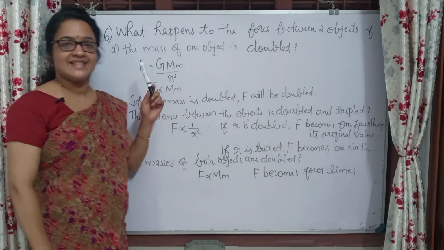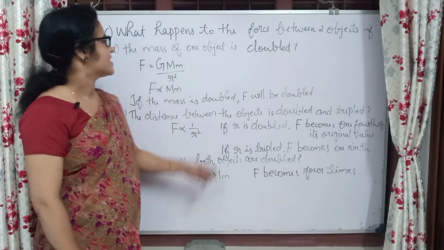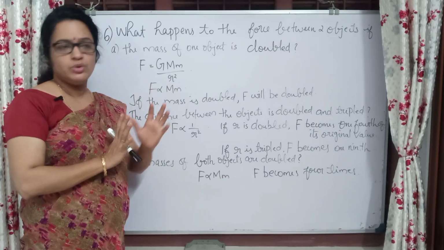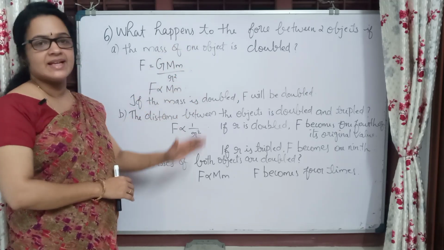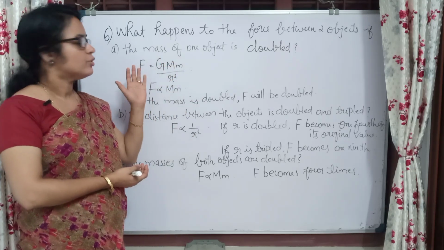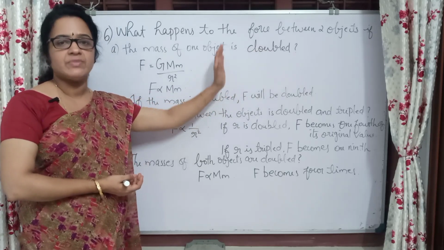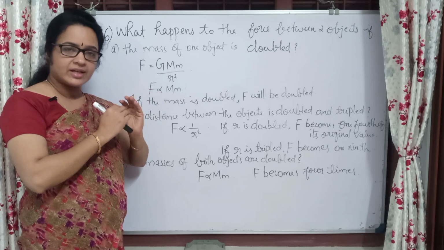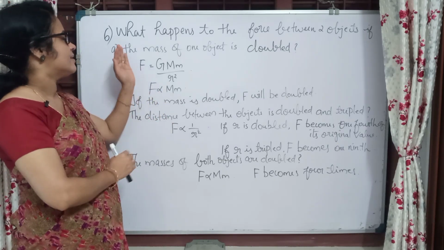Now we can move to the sixth question. The question is, what happens to the force between two objects? We have to find it, because there are three cases given to you. In these three cases, we are going to find what will happen to the force between the two objects. There are two objects having masses capital M and small m, kept at a distance of small r. We are considering such a system.